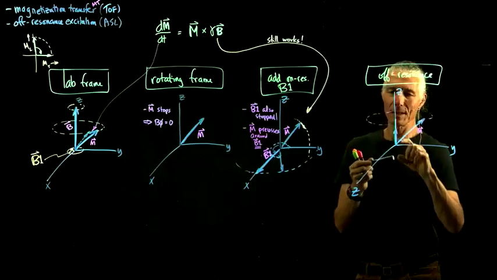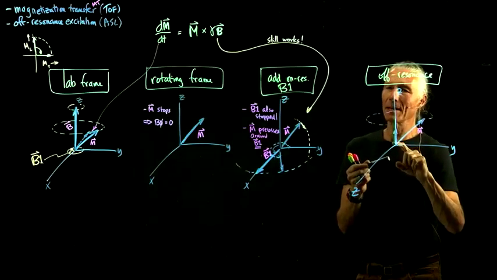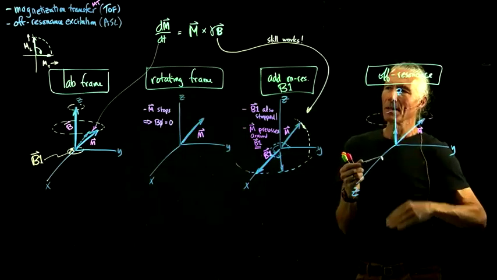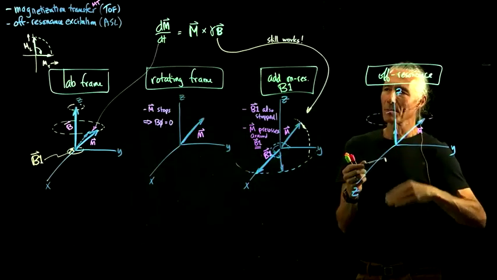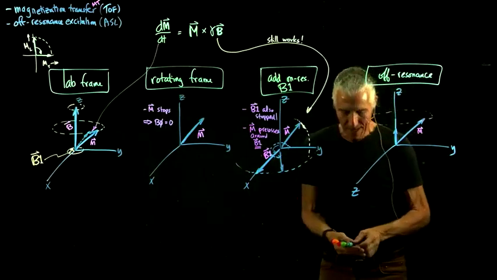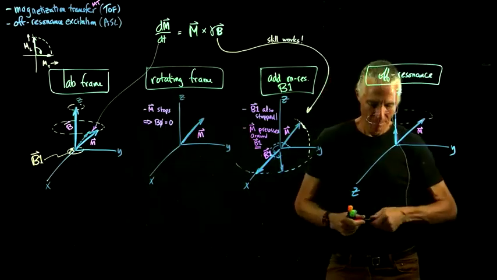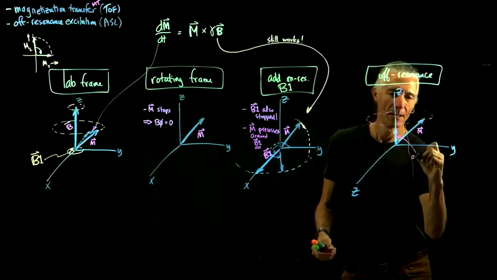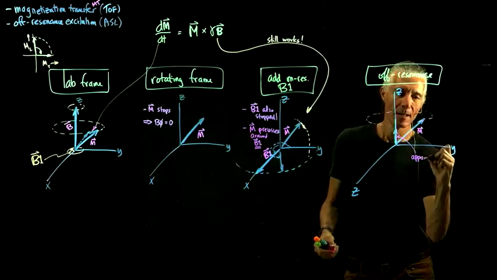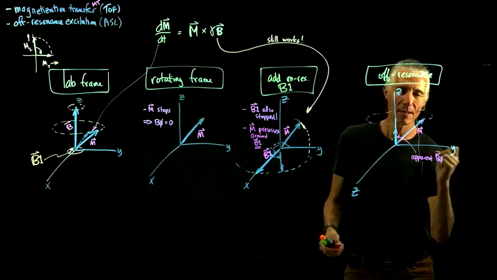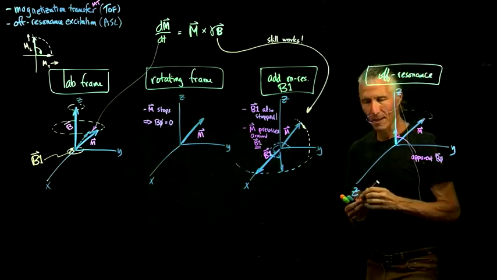If you're off a little bit, then it's sort of like a pseudo B. It could be negative also, depending on whether your rotating coordinate system is above or below. But it sort of adds, so we'll call this apparent B0. So it looks like a B0.